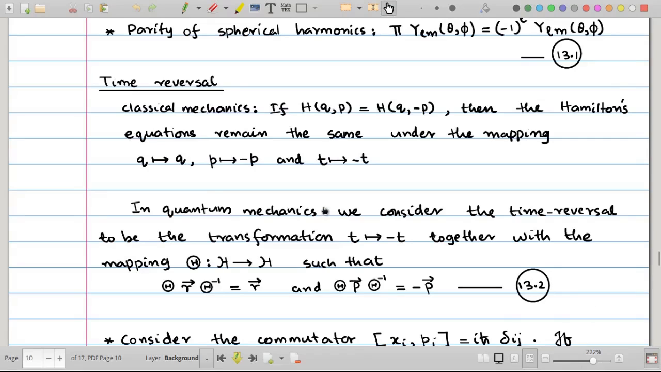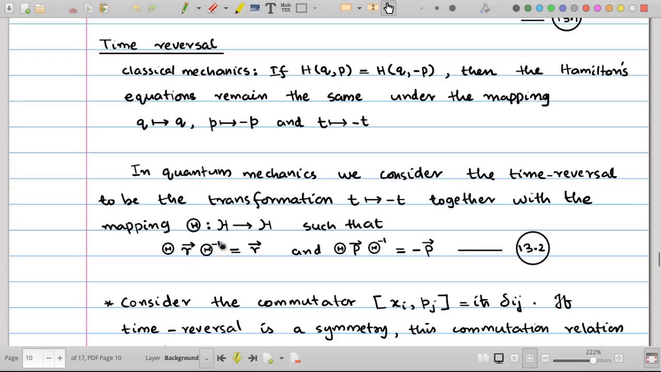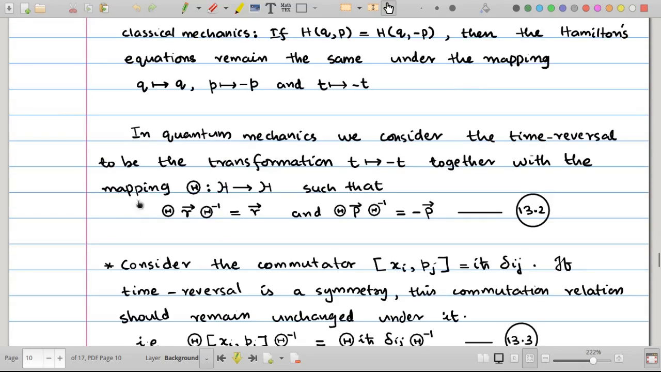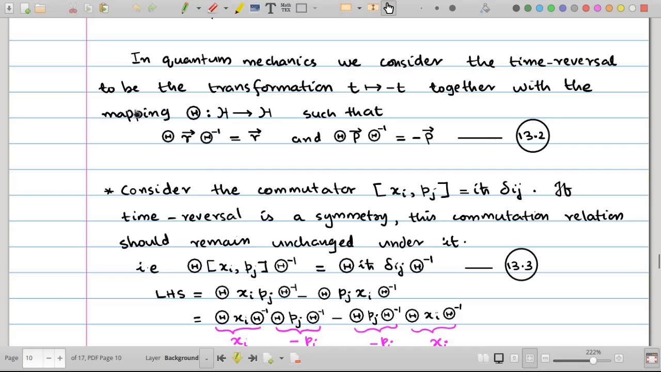In quantum mechanics, we consider a similar transformation. We consider a change of the time parameter from t to minus t and consider a mapping in the Hilbert space denoted by theta, such that under this mapping the operator r goes to r and the momentum operator goes to minus of p. So theta r theta inverse is equal to r and theta p theta inverse equal to minus p. And we investigate the properties of the system under these transformations.